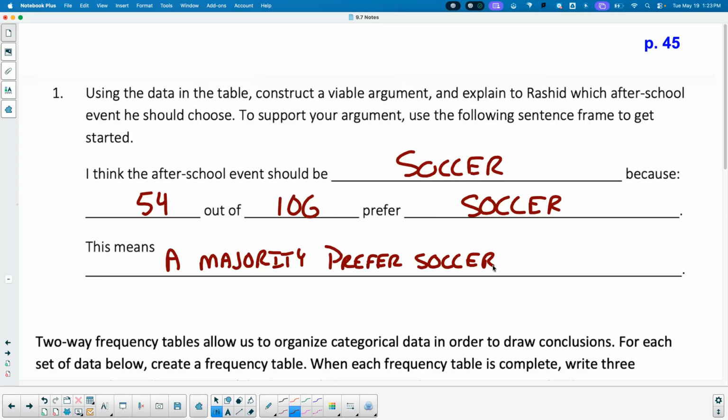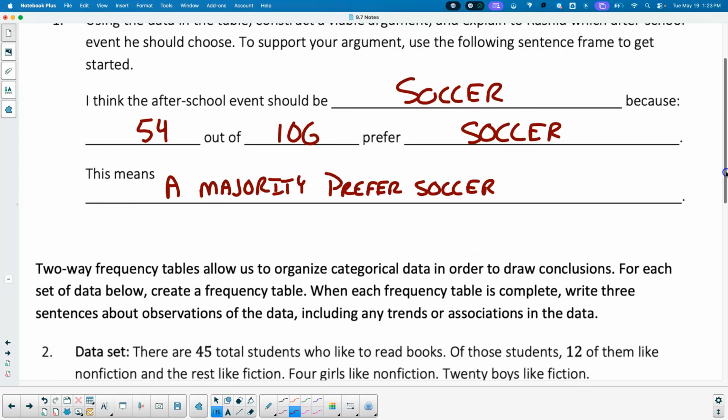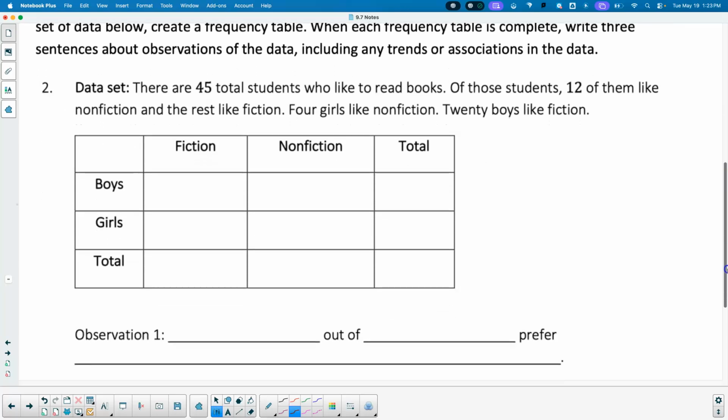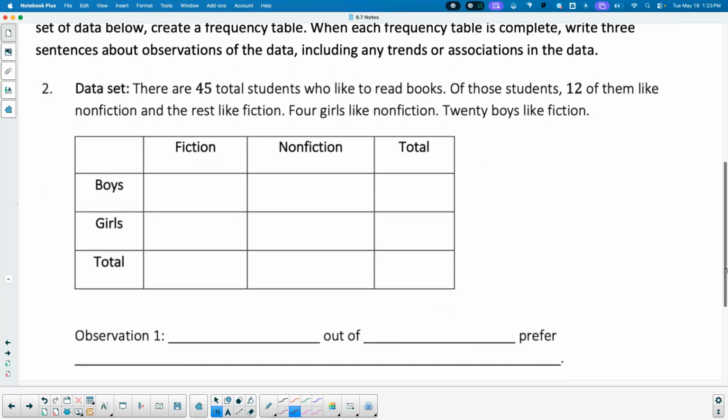Okay? Alright? So let's make a two-way table now based off of some other data. Okay? So, data set. There are 45 total students who like to read books. Okay? Where is that 45 total students going to go?